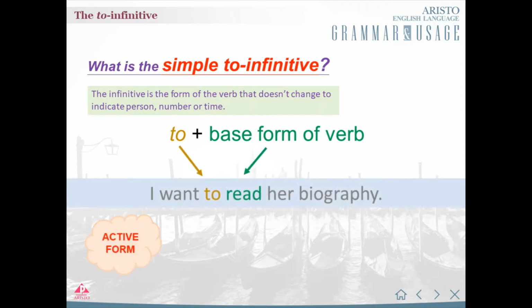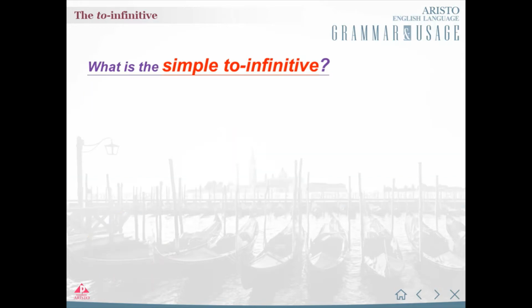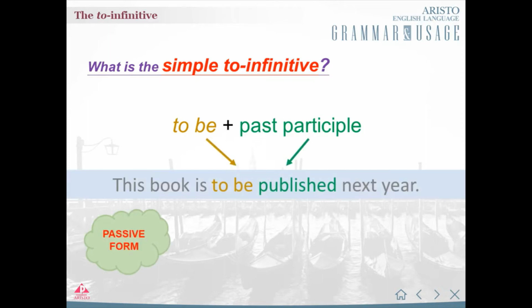For example, the to infinitive of the verb read is to read. The to infinitive has an active form and a passive form. The example here is the active form. How about the passive form? The simple to infinitive in the passive form consists of to be and the past participle of the verb. So, the passive to infinitive of to publish would be to be published.